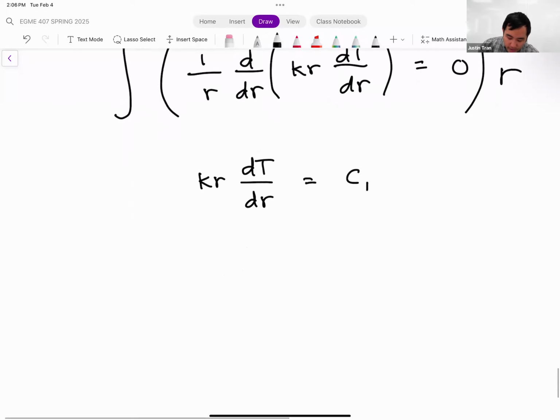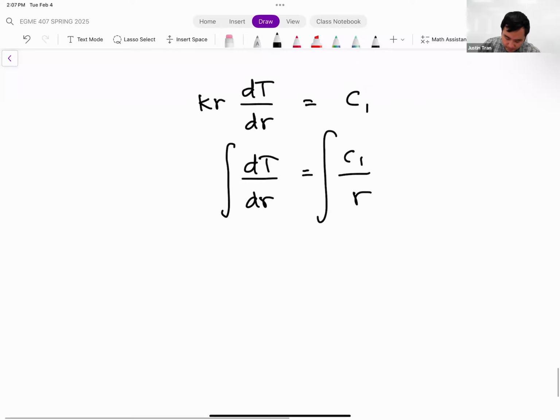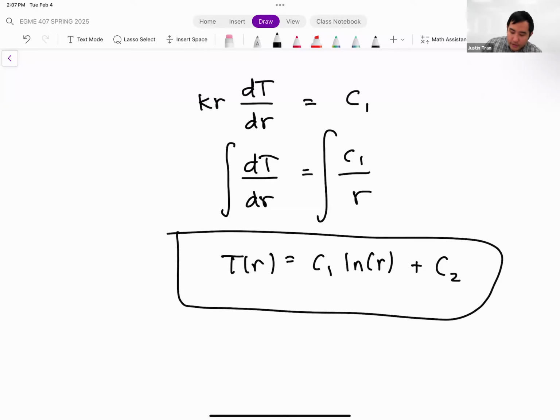I'm going to divide both sides by kr. So we have dT/dr is equal to, since k is a constant, k is just going to be absorbed within C1, so we have C1 divided by r. Let's integrate one more time. So we have T of r is equal to C1 ln of r plus C2. Okay. So we arrive actually at the exact same general solution as last time.